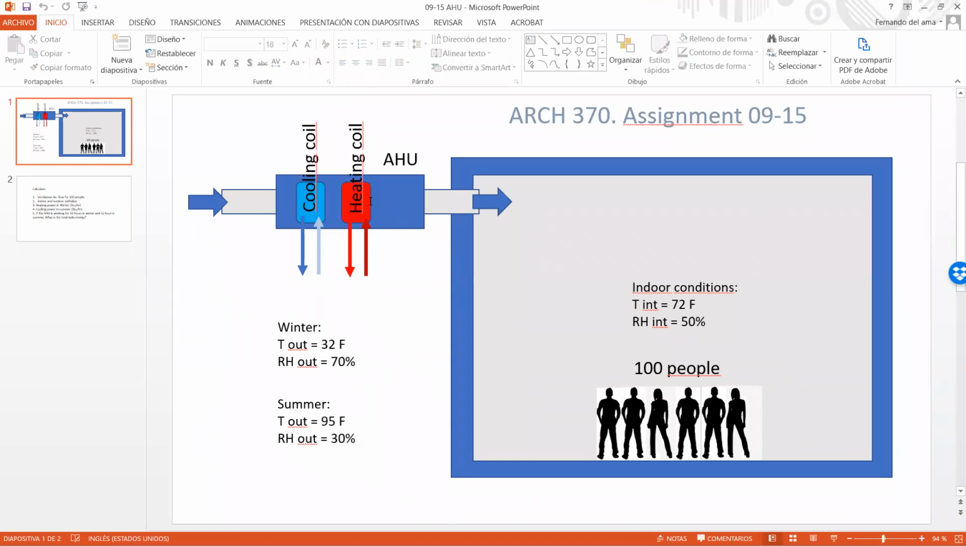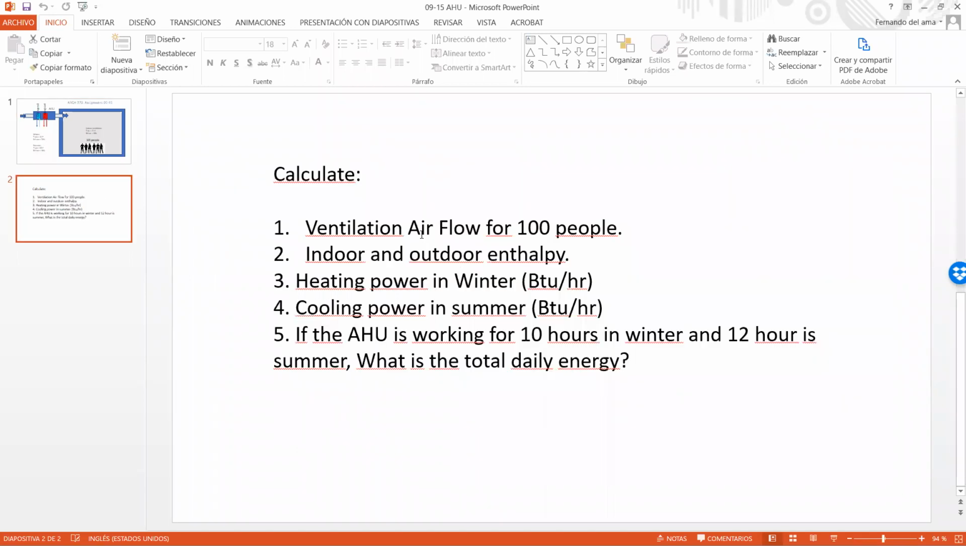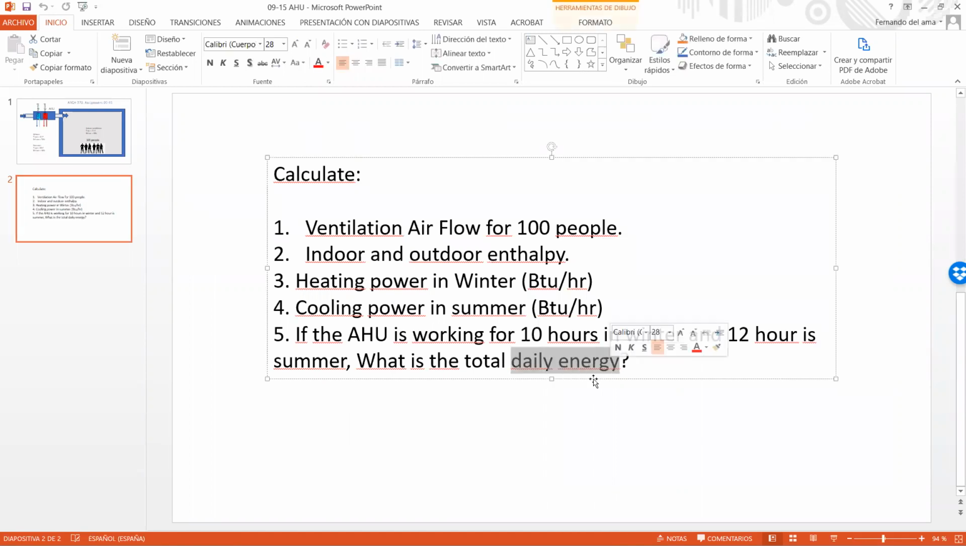If we are in winter, we need to use the heating coil. If we are in summer, we have to use the cooling coil. And this is what we have to calculate: the ventilation airflow for 100 people and the indoor and outdoor enthalpy. And then the heating power in BTU per hour. And finally, the energy. So this energy, the daily energy, is what we have in the energy bill.